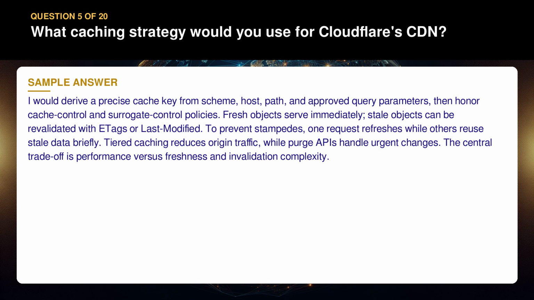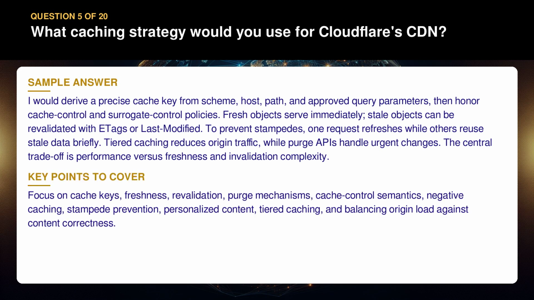Tiered caching reduces origin traffic, while purge APIs handle urgent changes. The central trade-off is performance versus freshness and invalidation complexity. Focus on cache keys, freshness, revalidation, purge mechanisms, cache control semantics, negative caching, stampede prevention, personalized content, tiered caching, and balancing origin load against content correctness.